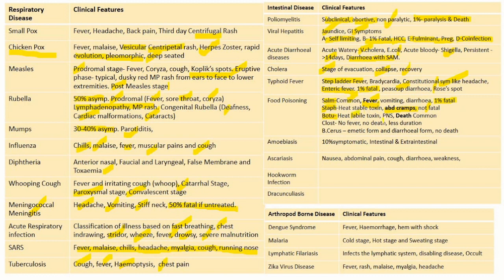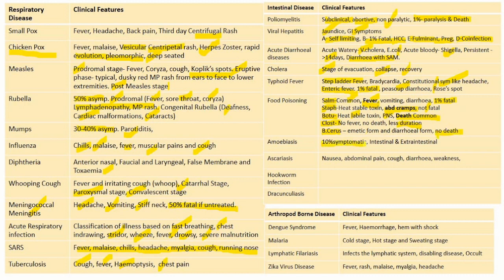It affects the parasympathetic nervous system, and death is most common if left untreated. So Clostridium has no fever, no death, but it affects with less duration. Bacillus cereus has both emetic and diarrheal forms, where vomiting and diarrhea will be predominant. And in Staphylococcus, there will not be any death, as in Bacillus cereus.